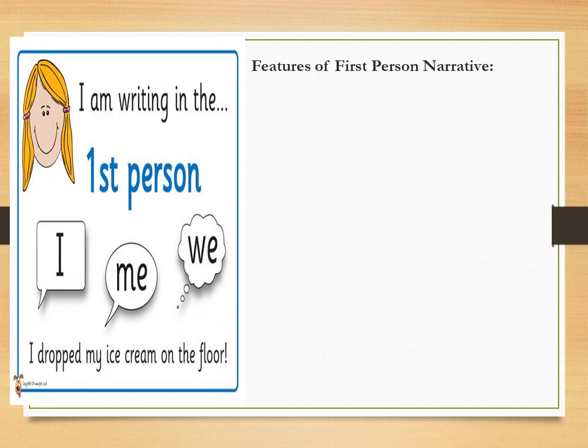Let's look at the features of first person narrative. I am writing in the first person, so I make use of I, me, we. These are signal words, words that show you that the story is a first person narrative. I, me, we, and these words are first person pronouns. I dropped my ice cream on the floor. Now, this is a personal experience.